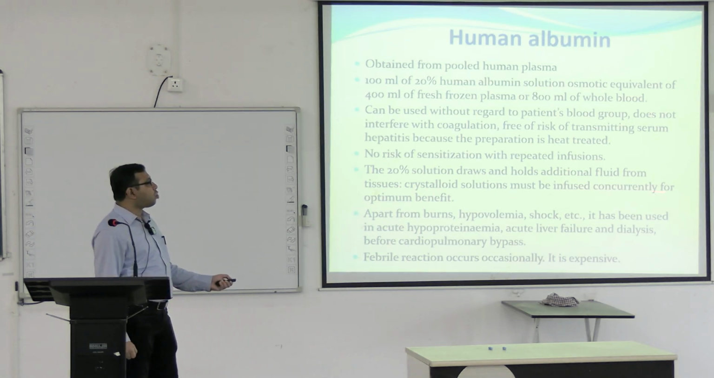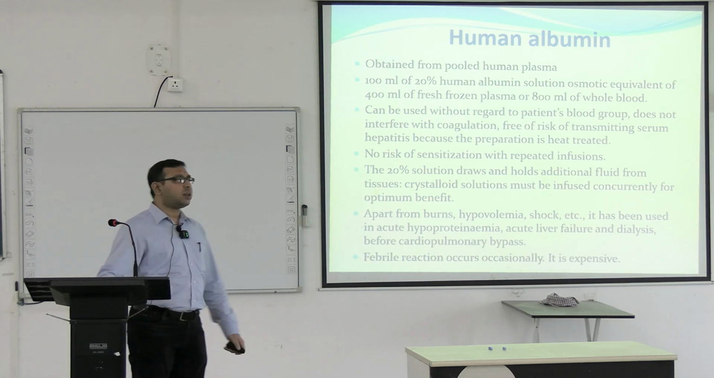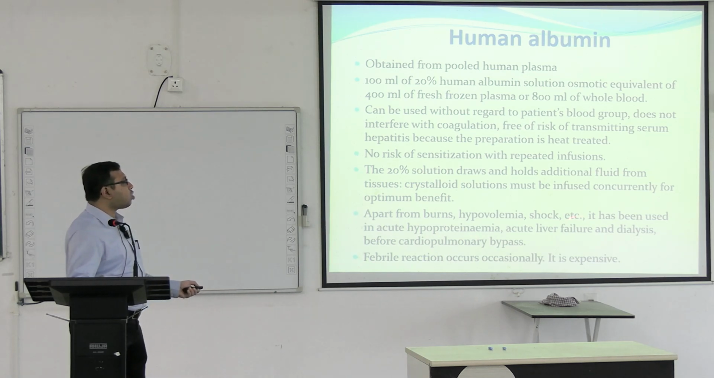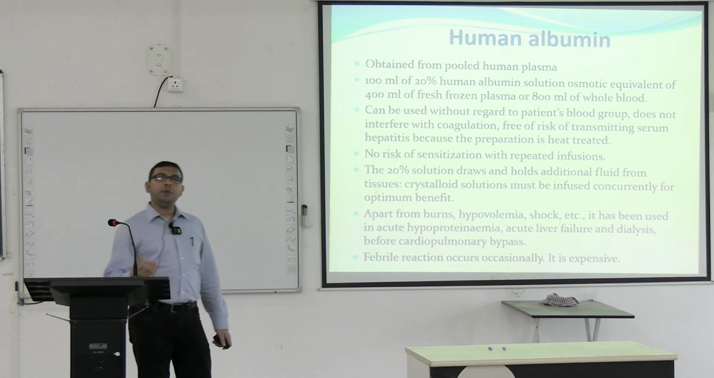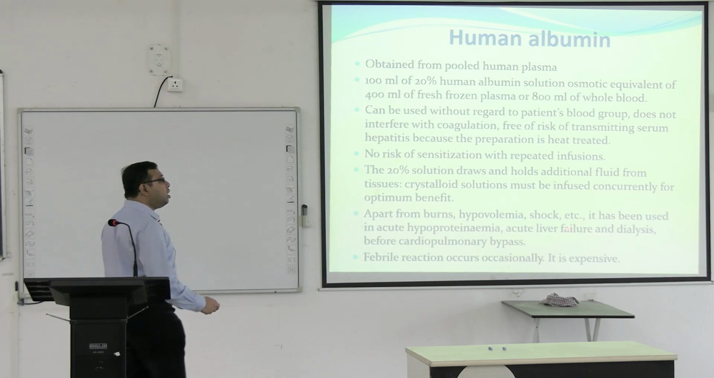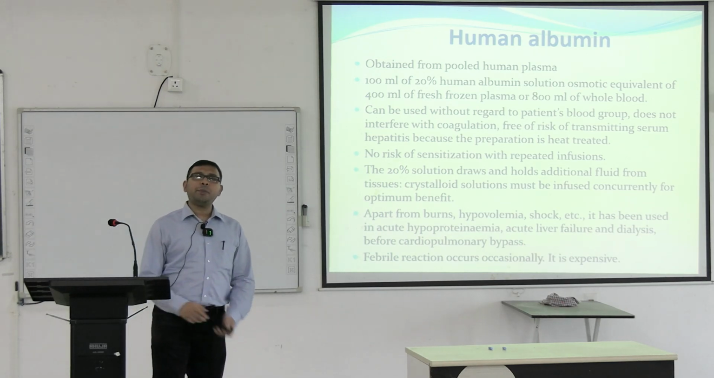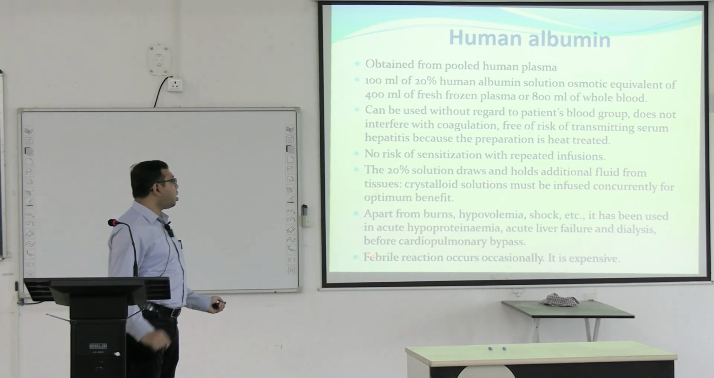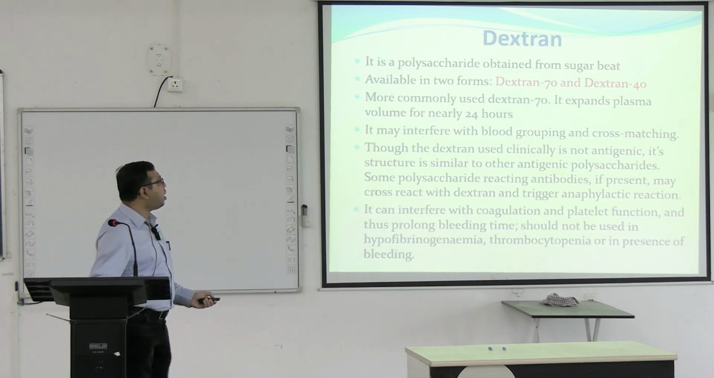Crystalloid solution must be infused concurrently for optimum benefit. So usually some crystalloid solution like normal saline can also be infused with this. Apart from burns, hypokalemia, shock, etc., it has been used in acute hypoproteinemia. So human albumin can be needed in some acute hypoproteinemic cases, acute liver failure, and dialysis patients before cardiopulmonary bypass. In some cases, when the albumin level is very low, we can use this. Febrile reaction occurs occasionally, but the problem is that human albumin is very expensive.